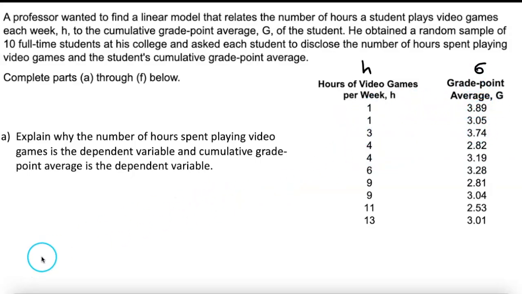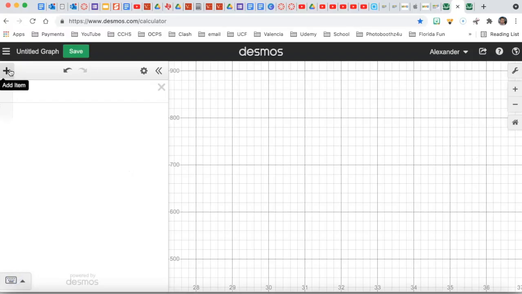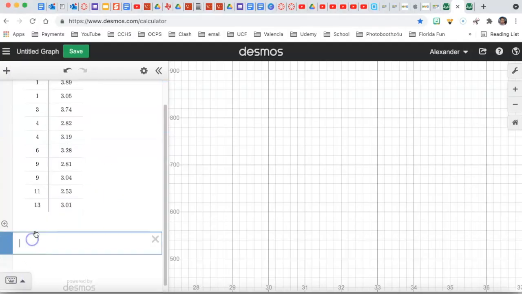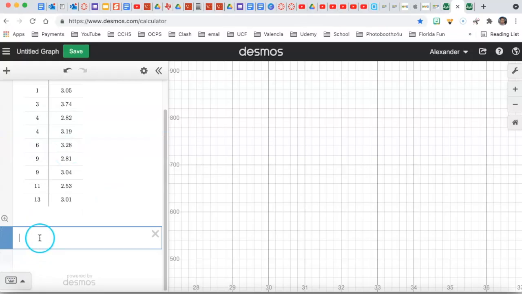The next question is to draw the scatter plot and find the line of best fit. So let's get into Desmos and put all this information in Desmos. Once we're here, we have to fill in this table. Let me fill it. Now that we have all the information in our table, we know what to do.